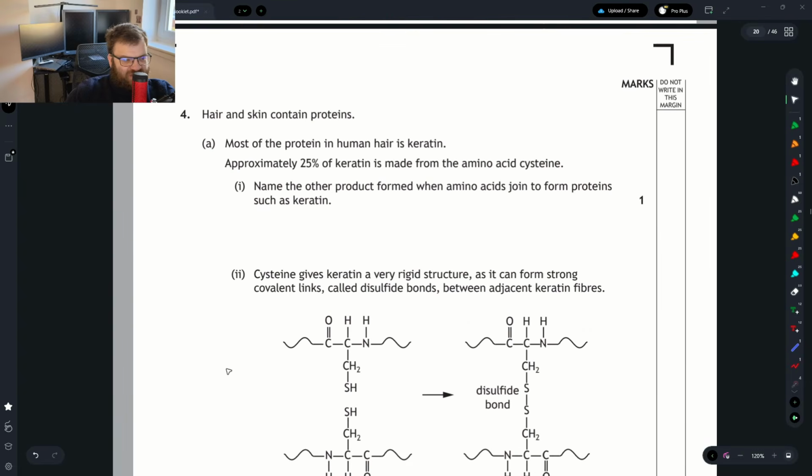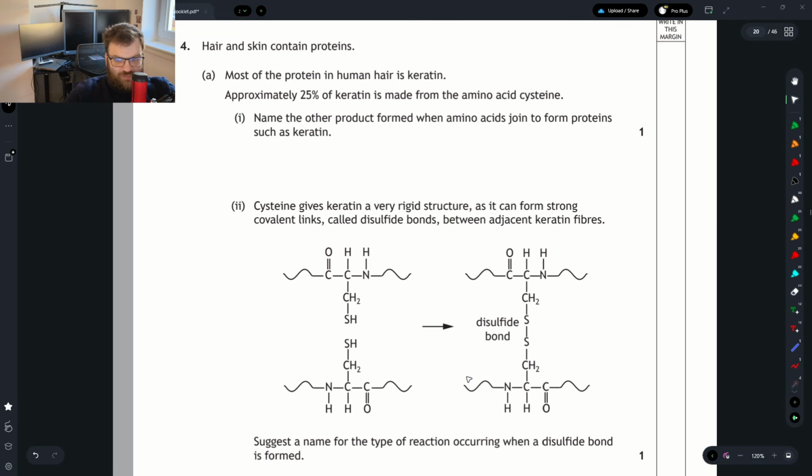Next question. We are moving on to talk about proteins. Name the other product when amino acids join to form proteins, such as keratin. To form proteins is a condensation reaction. That means that it would also make water. So amino acids join to form amide links in a condensation reaction, so water is produced.